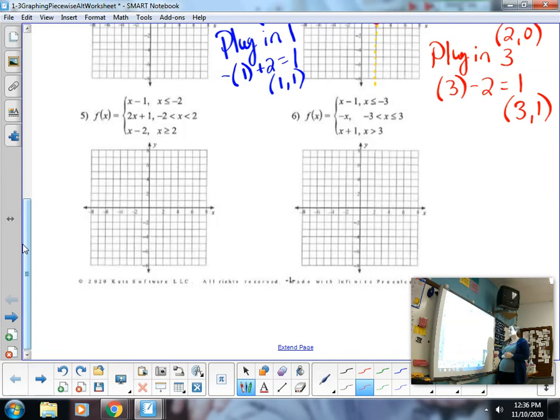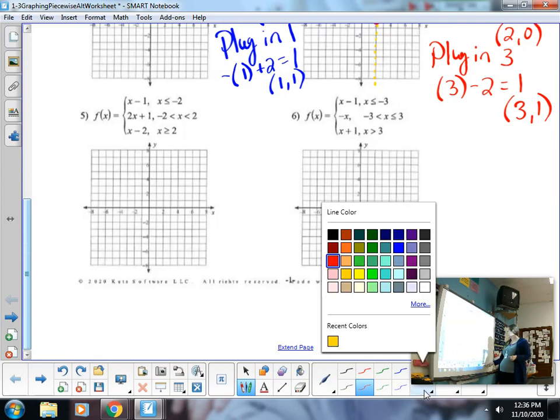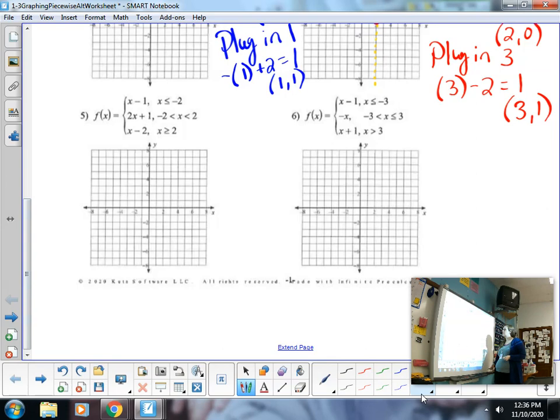So number 5 has 3 pieces. And because there's 3 pieces, that means that we now have 2 boundaries instead of 1. We have a boundary at x is -2, and we have a boundary at x is +2.